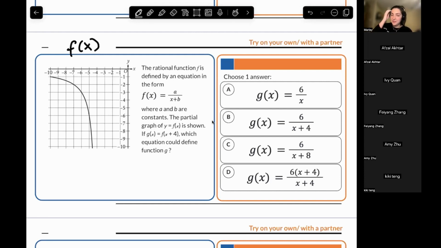I would agree with that. It doesn't make sense for it to be that, because they're saying f of x originally should be a over x plus b. So why would there be that whole x plus 4 up there? That wouldn't make any sense. All right. And honestly, if I'm looking at these answer choices, it's kind of helping me to realize.